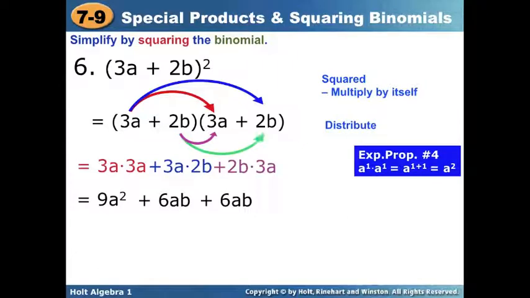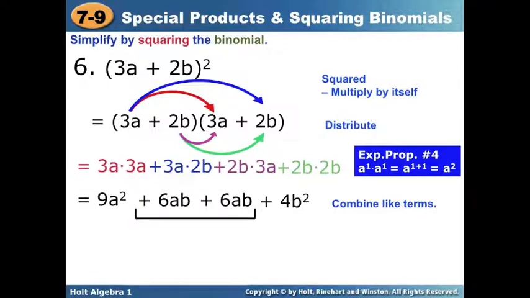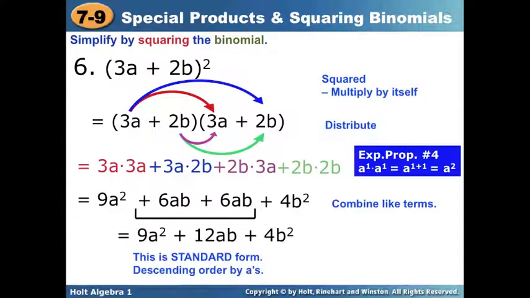Finally, 2b times 2b. 2b times 2b is 4b squared. Again, 2 times 2 is 4. B times b, add the exponents. We'll combine our like terms, 6ab plus 6ab. When you combine like terms, your answer is that like term. So we get 12ab.